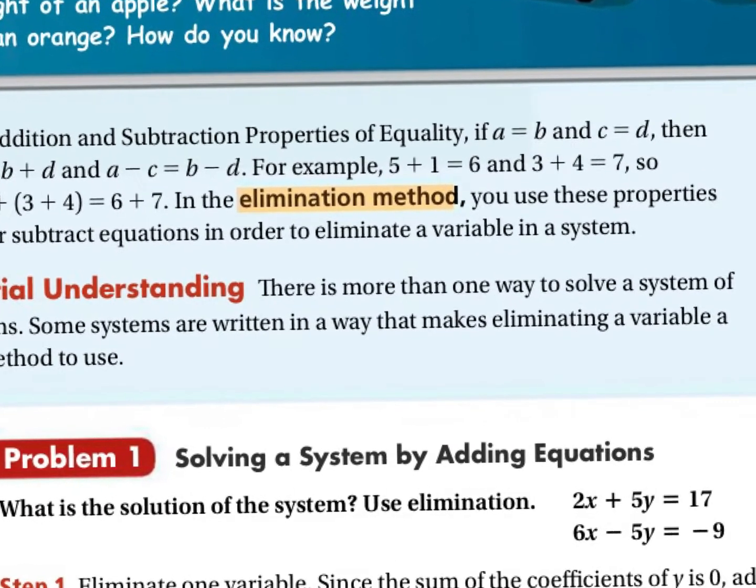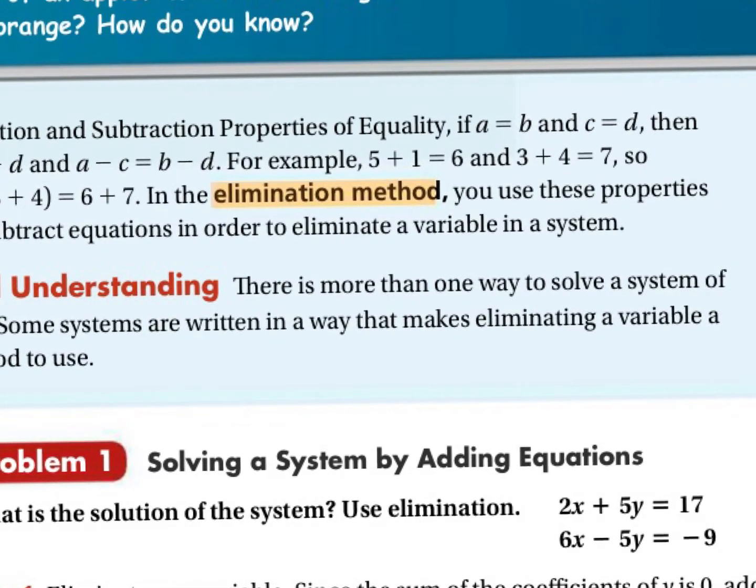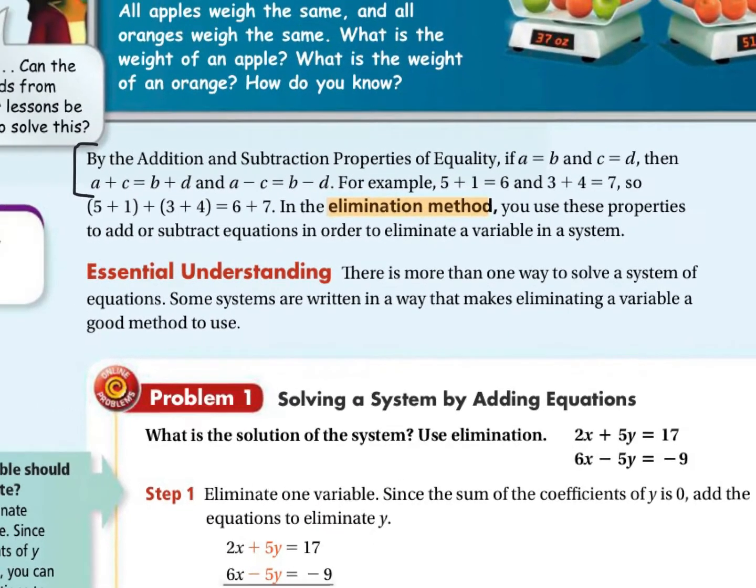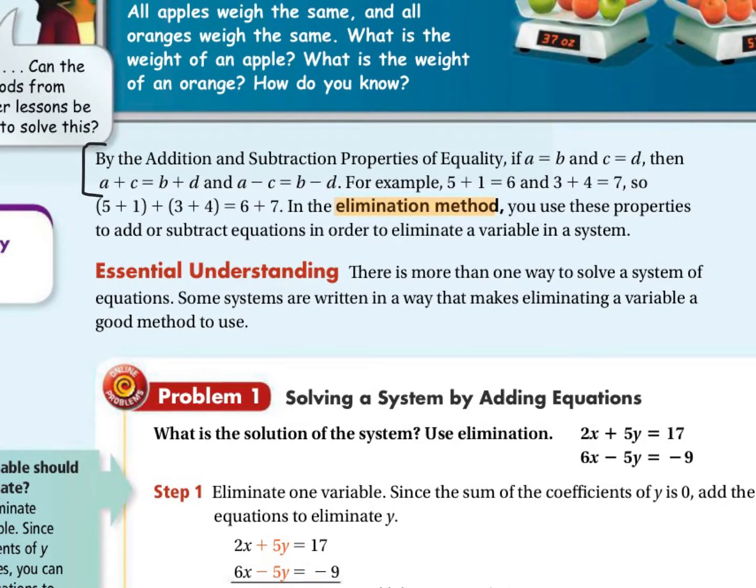Like the example they give: 5 plus 1 equals 6, 3 plus 4 equals 7. Then if you add the left side, 5 plus 1 plus 3 plus 4, that should be equal to 6 plus 7. And if you check it out, both of those are equal to 13. That's the idea of what we're doing when we work these problems out.